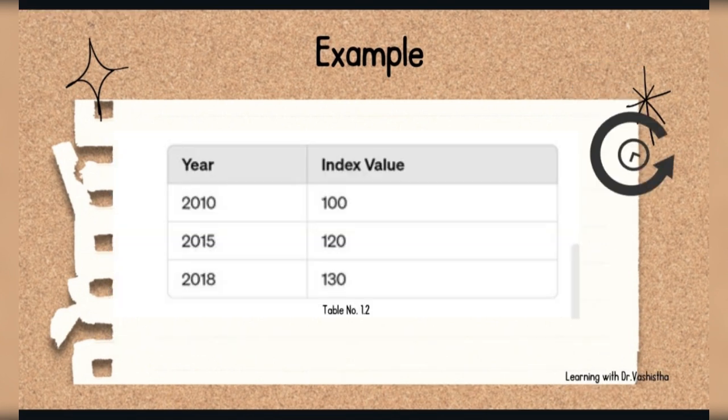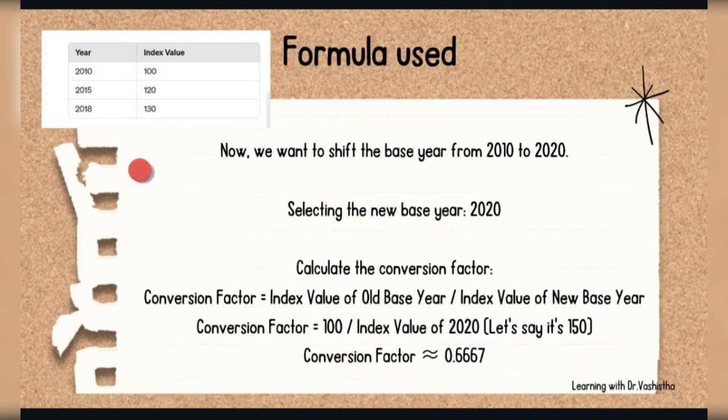So this is the table we've been referring to, table 1.2, where the old base year was 2010 and the index value was 100. Now we need to change the base year to 2020. I've taken the table here also. Now we want to shift the base year from 2010 to 2020. We have already understood the basic formula for that. We will calculate the conversion factor. How is it done? Dividing the index value of the old base year by that of the new shifted base year.